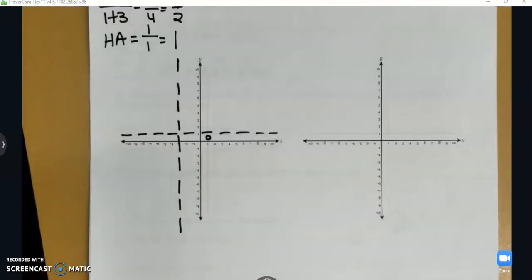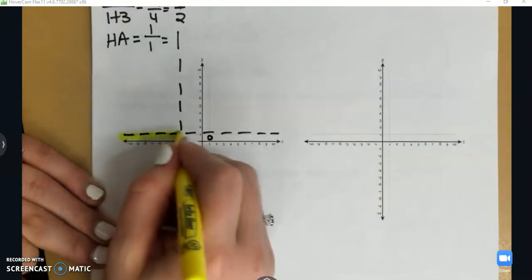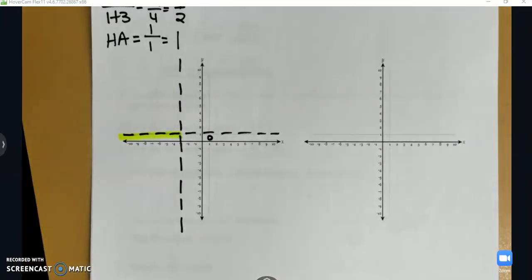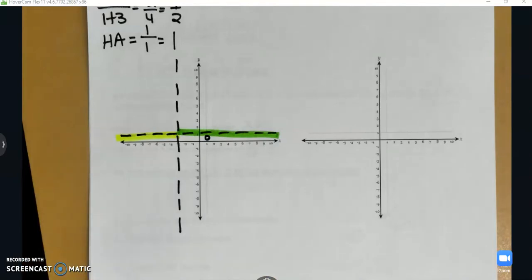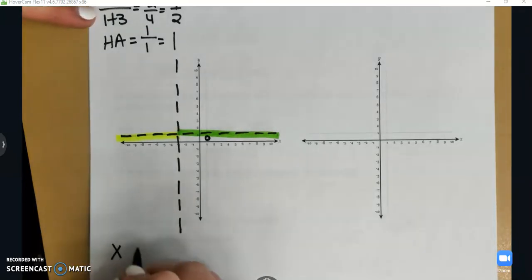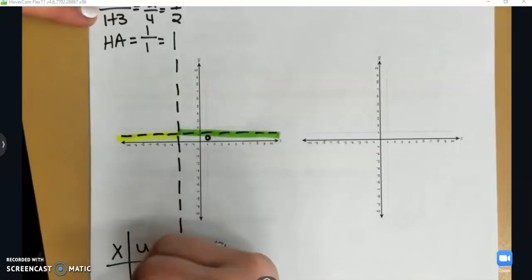Now I need to figure out what my graph is doing in other places on this graph. So if we split this up, I've got the left side of my barrier, and I've got the right side of my barrier. What I'm going to do now is use my table to figure out what's going on in both of those sides. So let's look at our left side first, this yellow side.